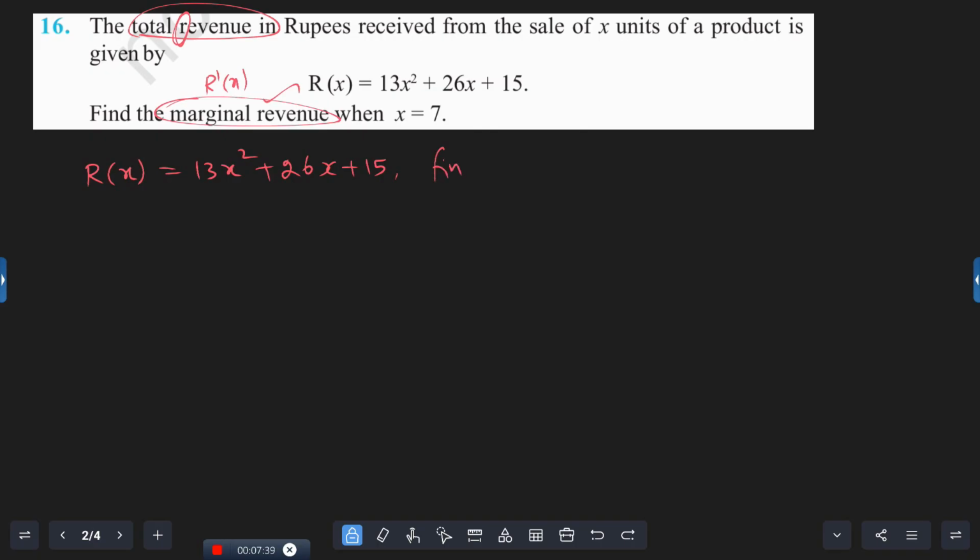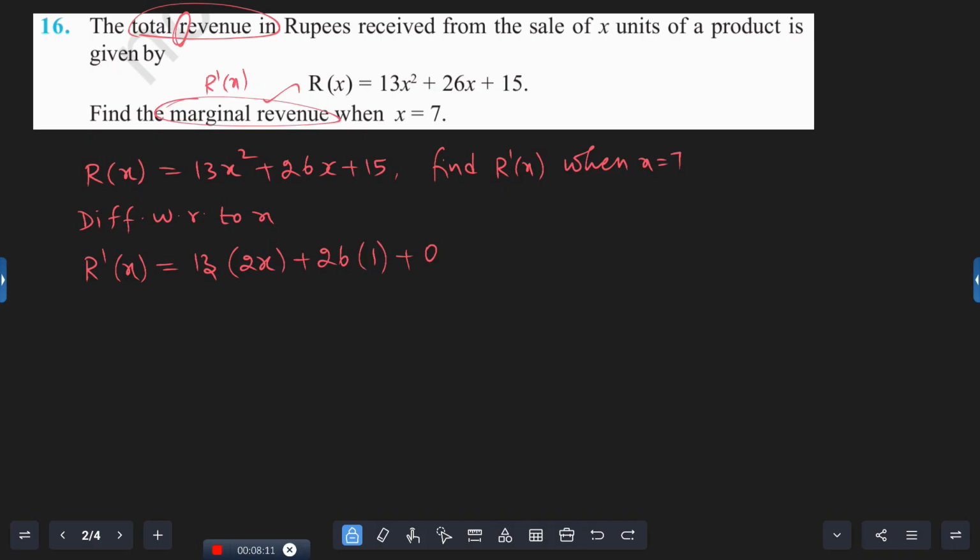So we have to find R dash of X when X is equal to 7. When X is equal to 7, we need to find the marginal revenue. Now we have to differentiate this with respect to X on both sides. So R dash of X is equal to 13 into X square derivative, which is 2 times X, plus 26 into X derivative 1, plus 15 derivative 0.